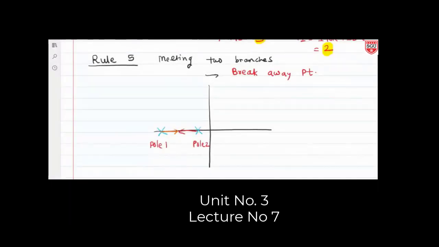Means considering P1, the branch will come to the right side. For pole P2, the branch will come to the left side. They will meet somewhere, and that meeting point is nothing but the breakaway point. From that point, branches will leave the real axis and move into the imaginary plane.